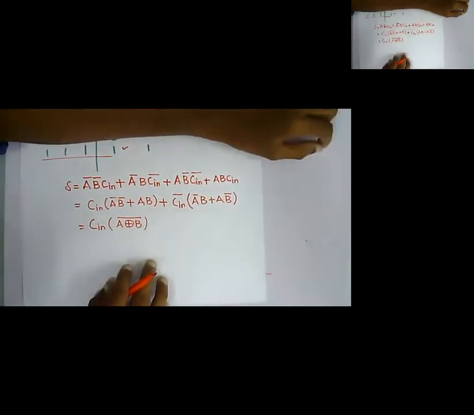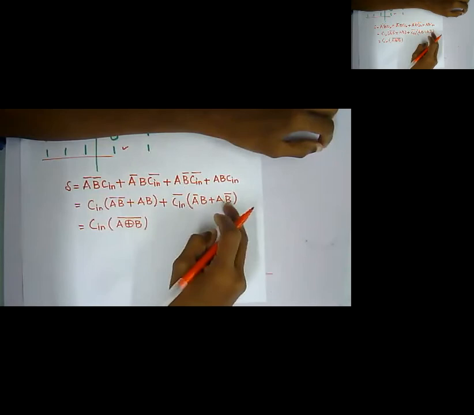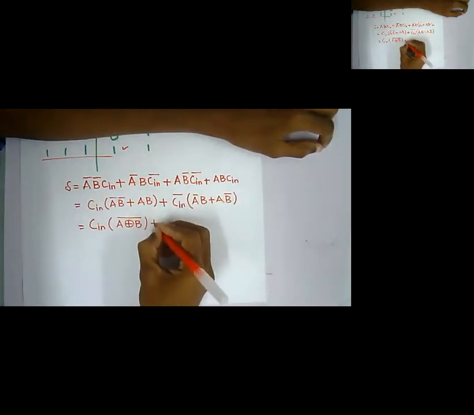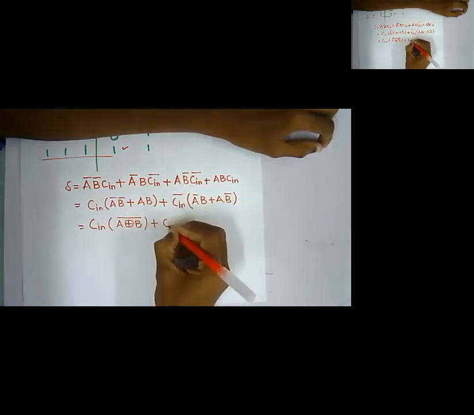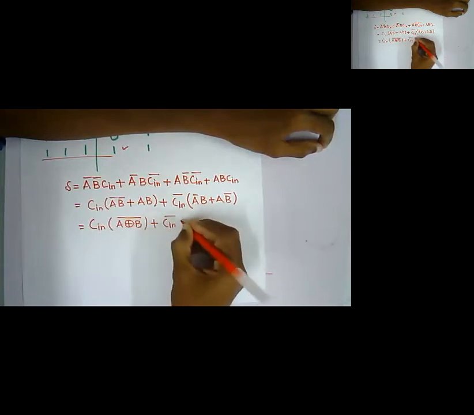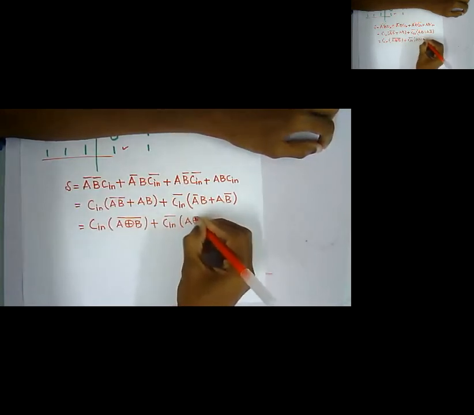A XNOR B. Similarly, what is A bar B plus A B bar? I can write it as C in bar into A XOR of B.